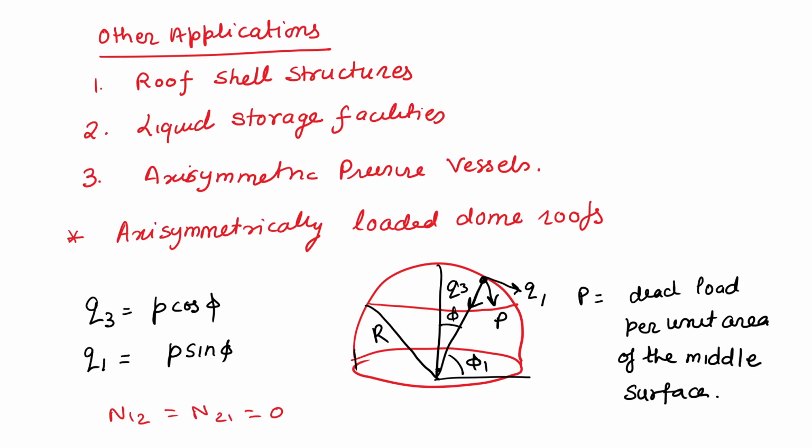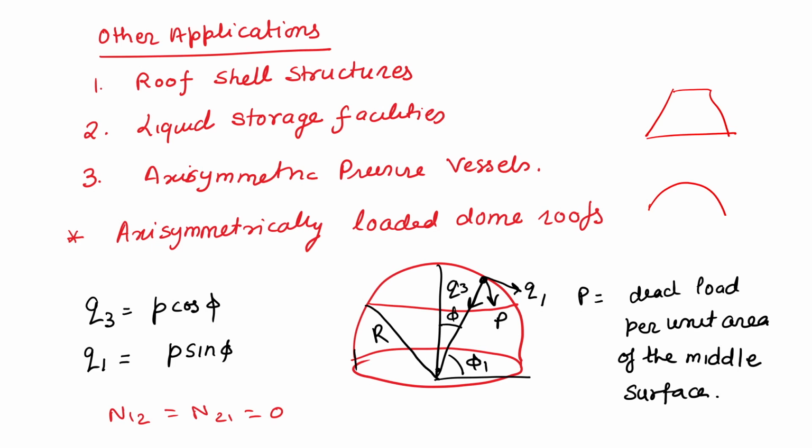Now, there are some other applications, like roof shell structures. When we design a roof of a building which is under self weight, the roof of a building may be a spherical dome or a cylindrical shell, or a frustum kind of thing, a conical shell or any other kind. Second application is liquid storage facilities. Third application is axisymmetric pressure vessels.